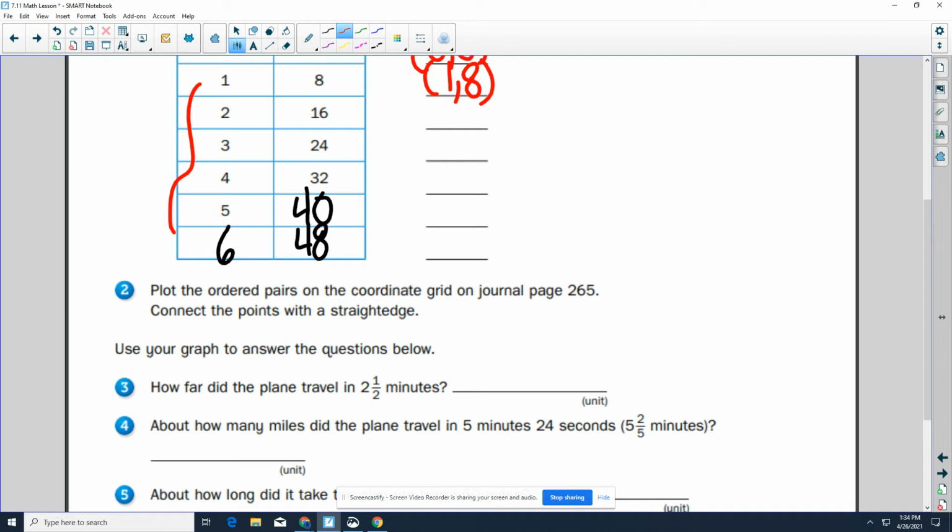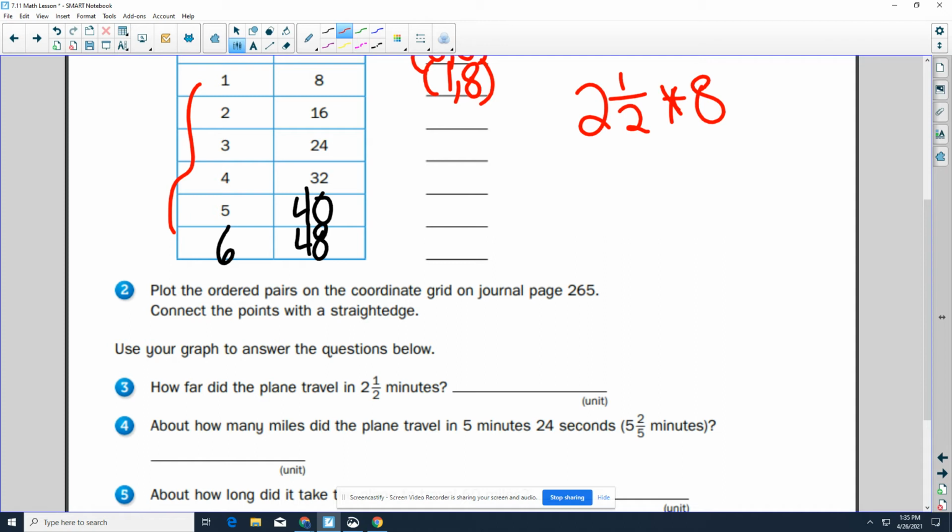So use your graph to answer the question below. How far did the plane travel in 2.5 minutes? Now, I could do this two ways. You can do 2.5 multiplied by the rule of 8, because 2.5 minutes would be the input. So we would multiply by the 8 to find out.